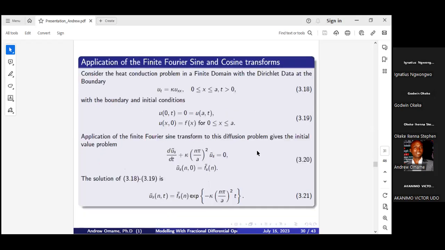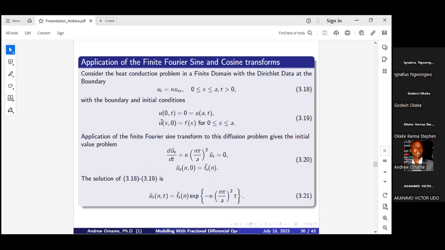Excellent. So now there is another transform again which we can apply, which is the finite Fourier sine and finite Fourier cosine transform. Consider this heat conduction problem in the finite domain with the Dirichlet data. Dirichlet data means this form of boundary and initial conditions are given at time t equal to 0. You have this form. So no derivative. So that's one thing with Dirichlet data. No derivative. So you have this expression given.